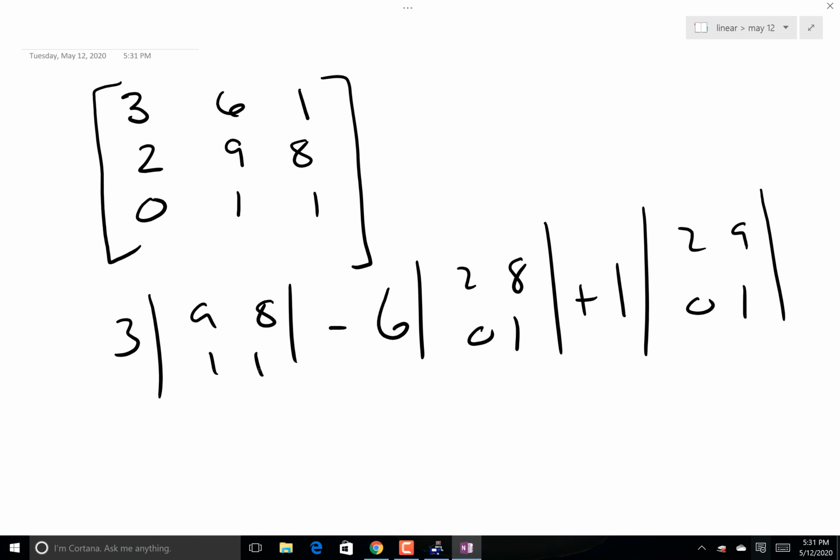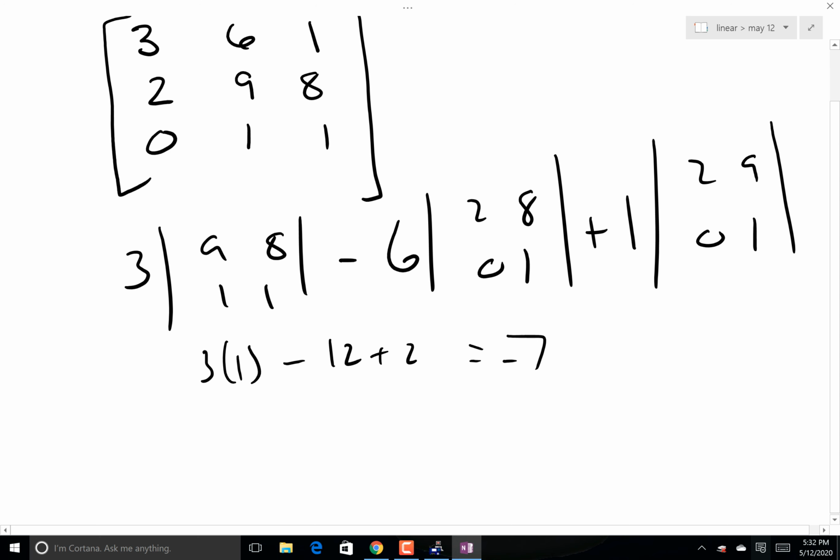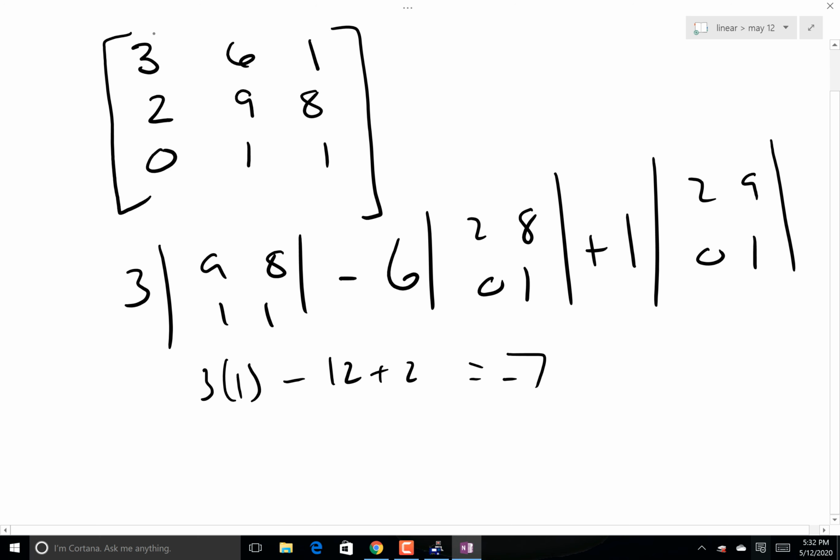And I will get, it's 9 minus 8 is 1 times 3. I get 2, 0, so minus 12. And this is 2, so plus 2. So negative 7, I guess. Okay? But what would happen? Because this first column has a 0 in it. So what if I did that?